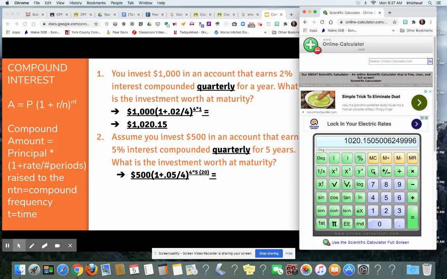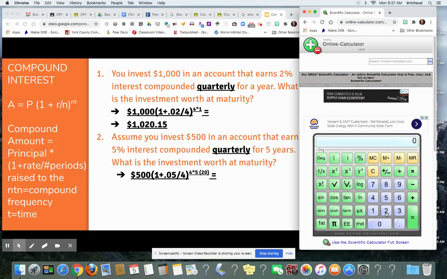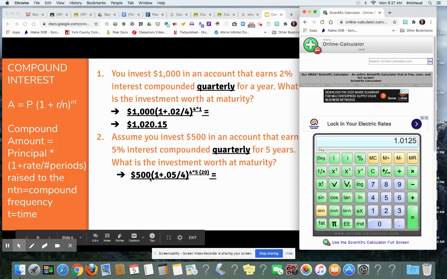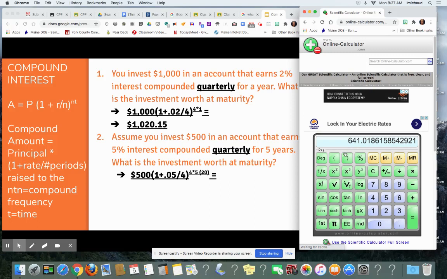So work within the parentheses first. I would, again, strongly recommend you do it this way. I'm going to clear the calculator. 0.05 divided by 4 equals, plus 1 equals. So we've just done what's inside these parentheses. Now we need to do the exponent. Y to the x, 20 equals. And then finally multiply it by your principal of $500. And you should get $641.02. Remember, if this third number to the right of the decimal is 5 or above, you give that one a shove.